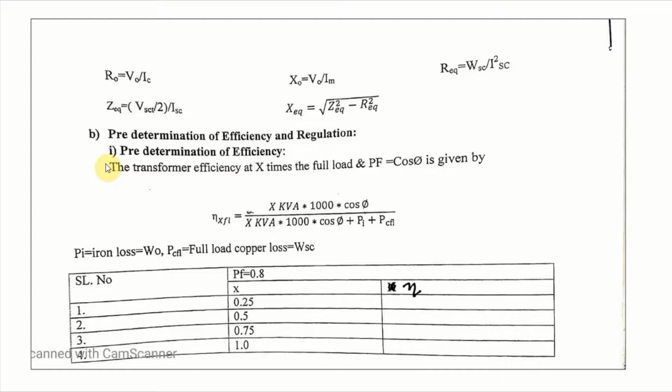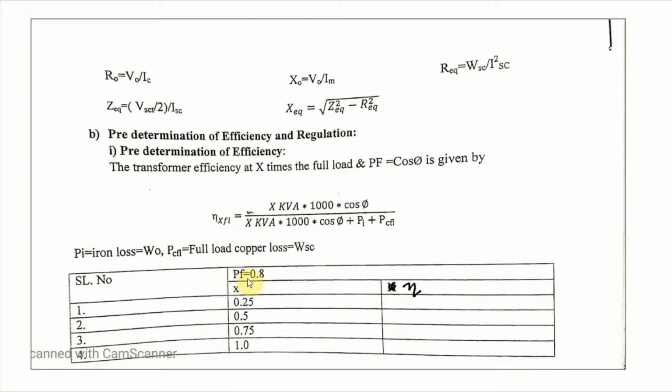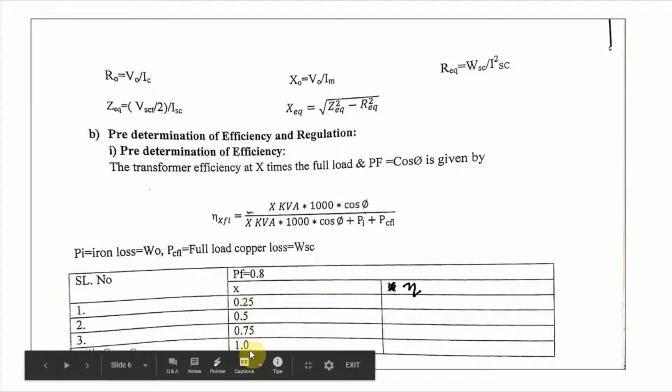Coming to the predetermination of efficiency. For predetermining the efficiency, we have this expression. This expression is used to calculate the efficiency of the transformer at X times the full load. Now what we do here is, we start with a certain power factor, that is 0.8 power factor. This power factor will remain constant. We only change the X value. We vary the X value from 0.25 to 1, and for different X values, we'll be calculating the efficiency.